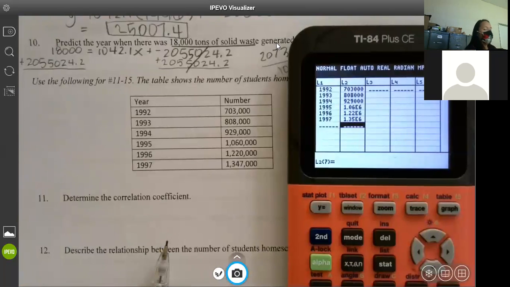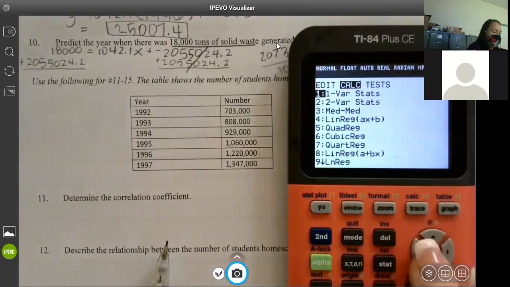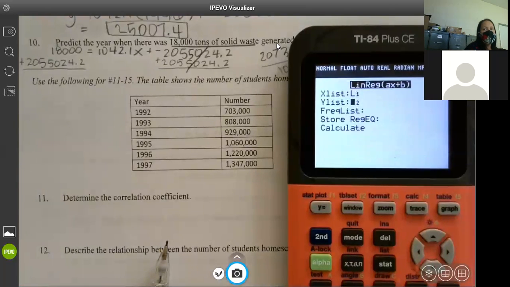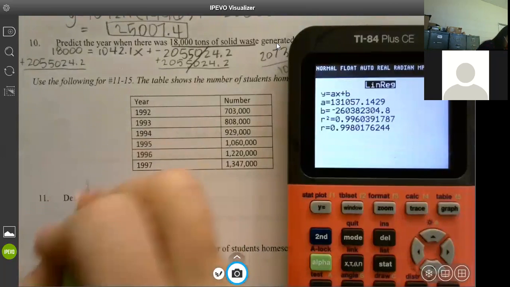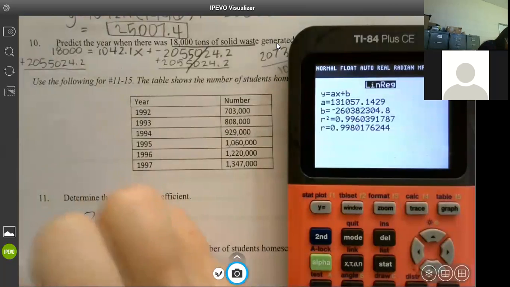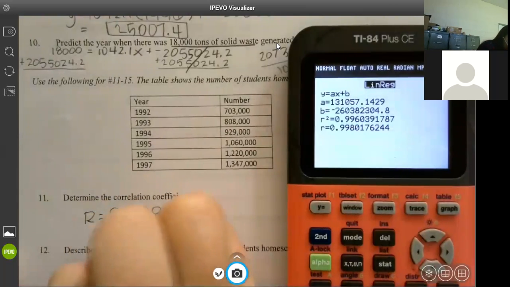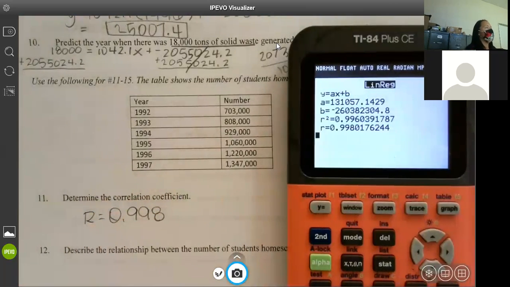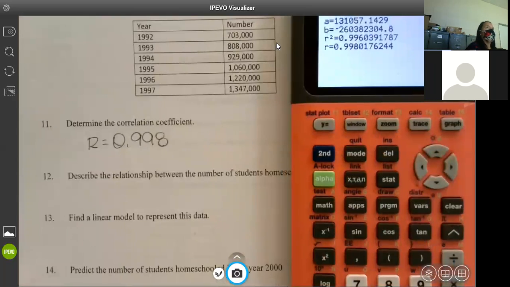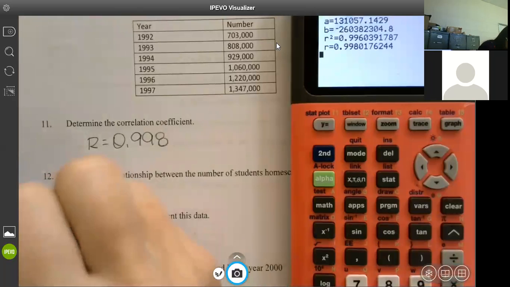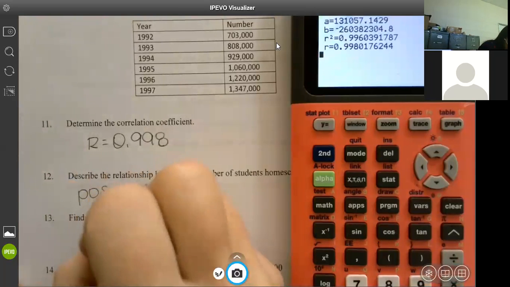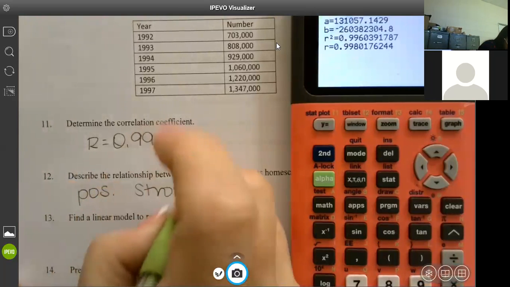All right. We're going to go to stat, calc, linear regression. Hit enter a bunch of times. What is our R? I'm going to do 3 or 4 decimal places. Not a big deal. When it matters is when you compare, okay? When it matters is when you compare. Positive, negative, strong or weak? Positive and strong. Good.